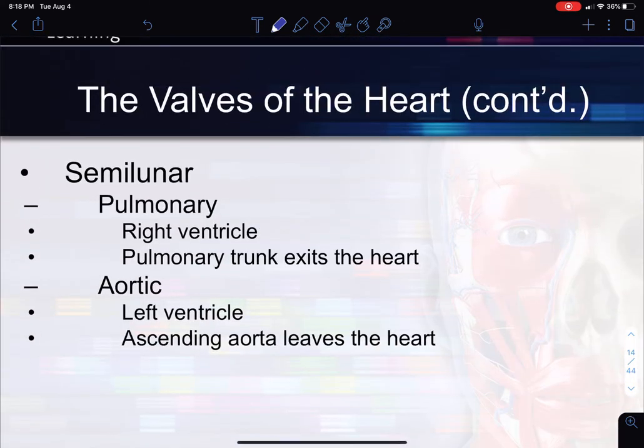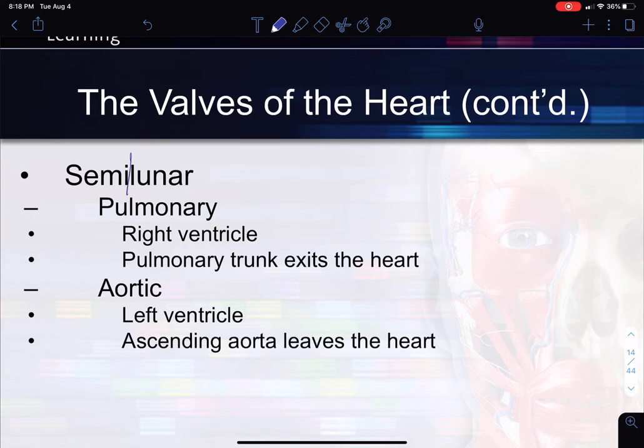Then we have two other types of valves that we need to talk about, and these are the valves that are going to be in the aorta and the pulmonary trunk arteries. These are semilunar valves, and this is why I hesitated and corrected myself on the previous slide. They're semilunar in that they're not full moon shapes, but they're half shapes, so they kind of look like this. And so you can imagine that we have a couple of those.